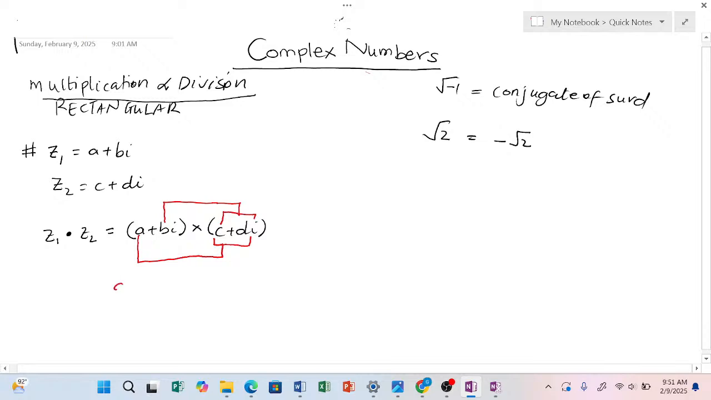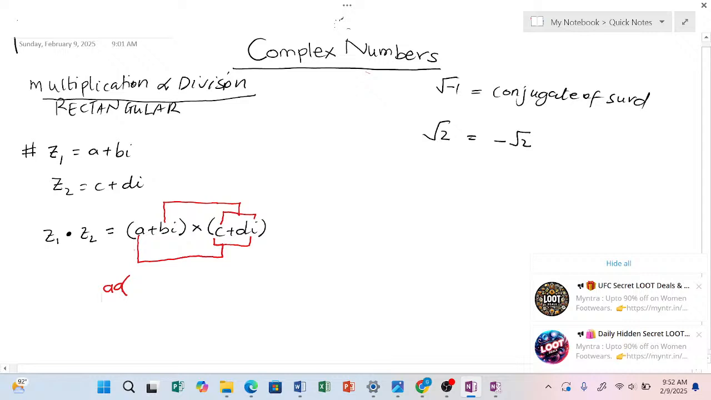So it's going to be a multiplying, oh sorry, let me erase this.